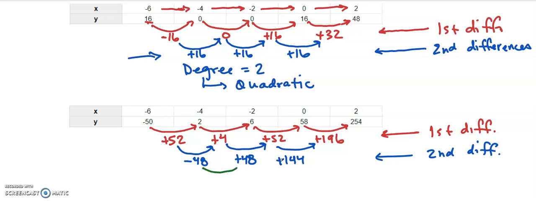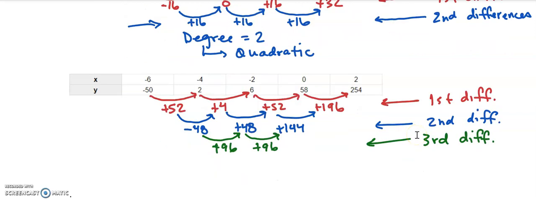All right, in order to go from negative 48 up to positive 48, I need to add 96. And then to go from my positive 48 up to 144, I again need to add 96. There's my row of constants right there. I've got the same increase in each one. These are third differences. And just like the previous two, this tells me what the degree of my function is. So for this particular case, we've got a degree equal to 3. And specifically, that means that we have a cubic function.